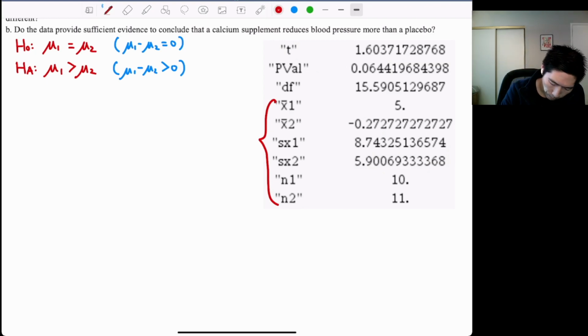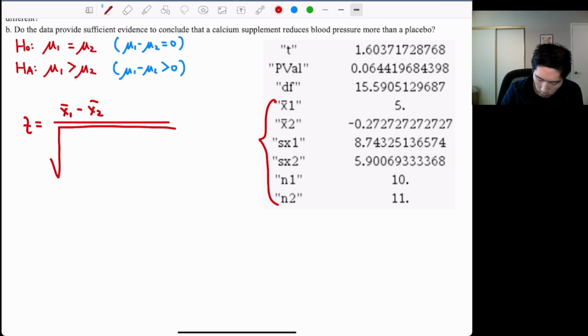So here's the formula. It's t is equal to x1 minus x2, sample mean 1 minus sample mean 2, all over the square root of standard deviation of the first sample squared over the first sample size plus the standard deviation of the second sample squared over the second sample size.